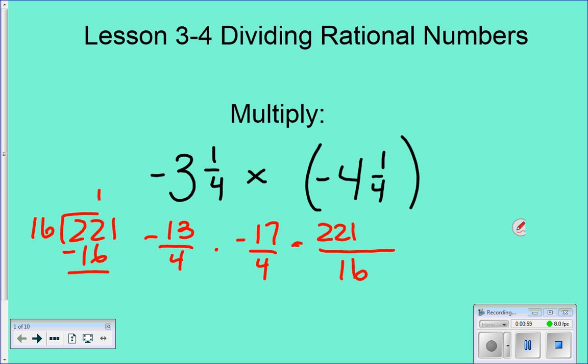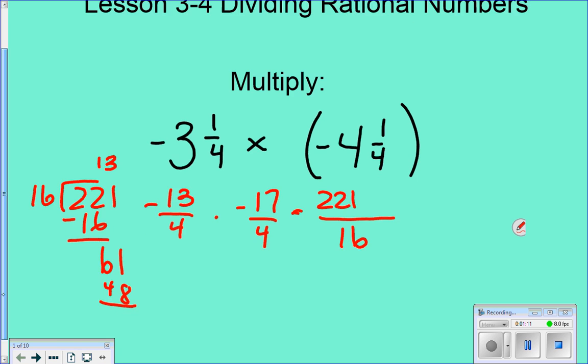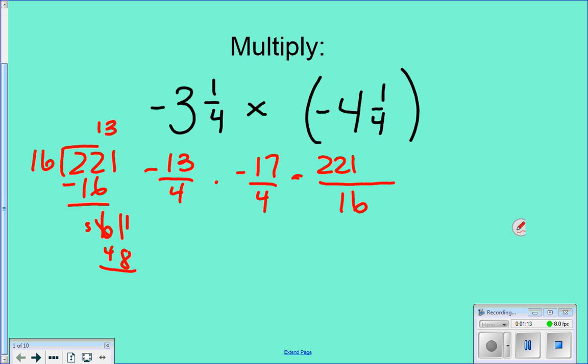Right? Let's see. 16 goes into 221 thirteen times, that's 208. What'd you get for an answer? 13 and 13 over 16? Anybody? I can't reduce 13 and 16. It looks like it's reducible by 3, but it's not. It looks like this. So be careful on multiplying, be careful on reducing, and all that good stuff.